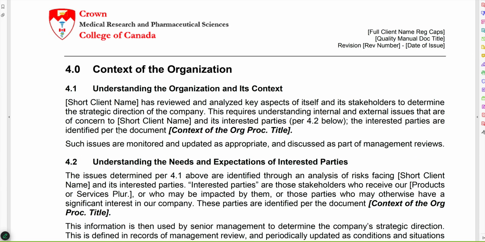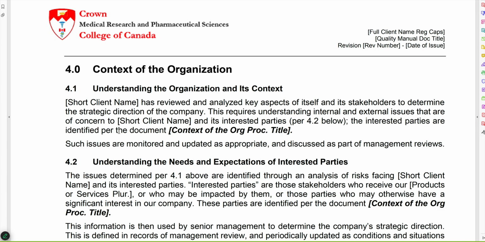Now, in the next section, we need to talk about the context of the organization. So we talk about the fact that our company has reviewed and analyzed key aspects of itself and its stakeholders to determine the strategic direction of the company. It's important that we write these statements. First of all, this is documenting the fact that a company is in full compliance with the regulations, okay, with the QSR regulations as well. This is why we write them. Even if we believe that it's already the case, we have to write these sentences as well.